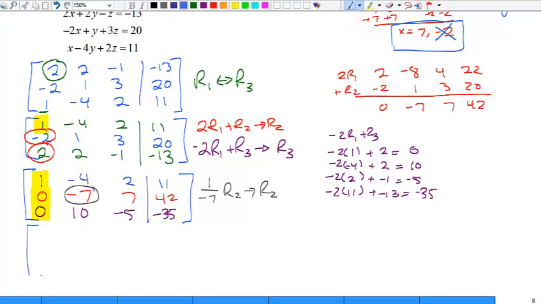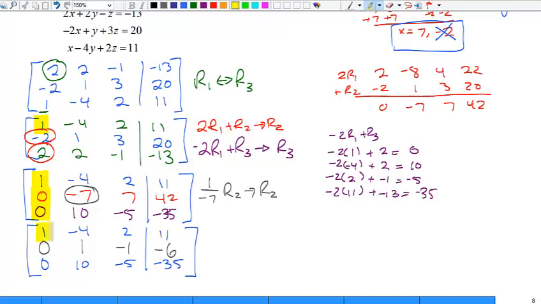So what stays the same? Well, row 1 and row 3 are staying the same. And then I'm just going to take every single item in row 2 and basically divide it by -7. We have to write it as multiply by 1 over -7, but if you want to just think of it as divide, you're welcome to. 0 divided by -7 is 0. -7 divided by -7 is 1. +7 divided by -7 is -1. 42 divided by -7 is -6.